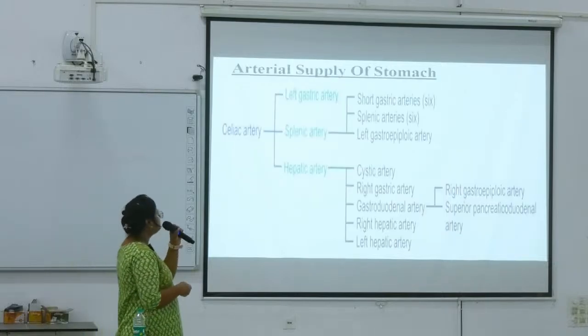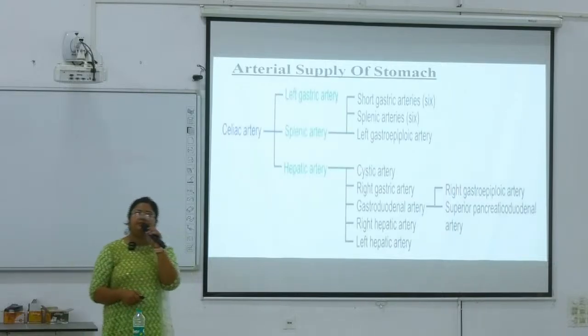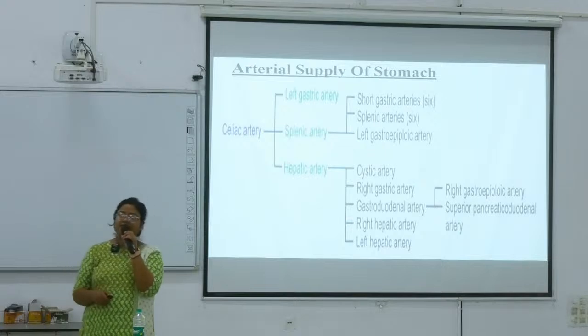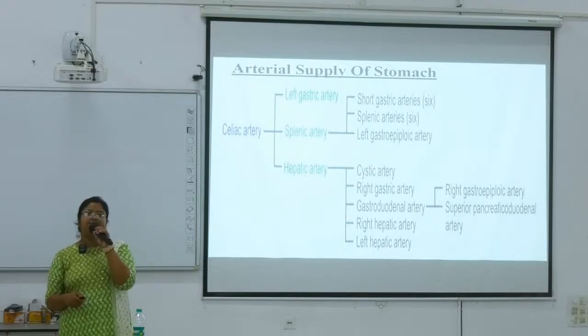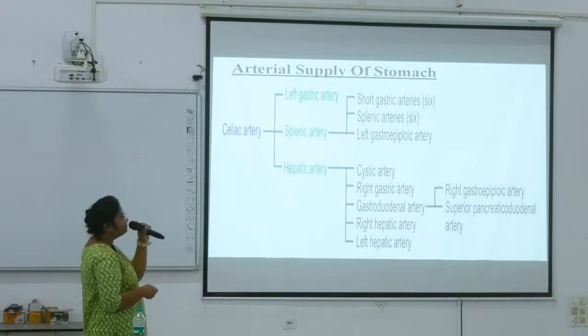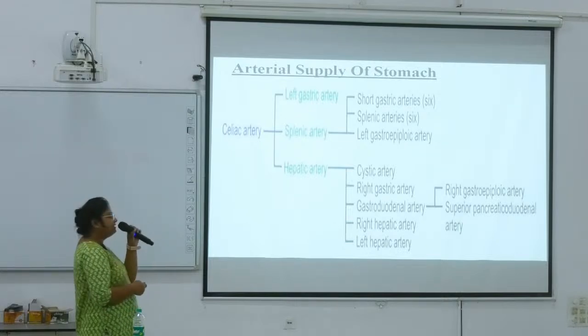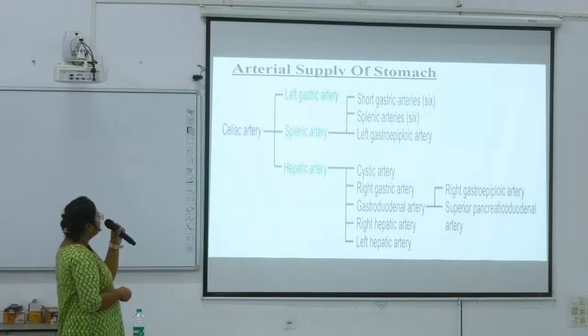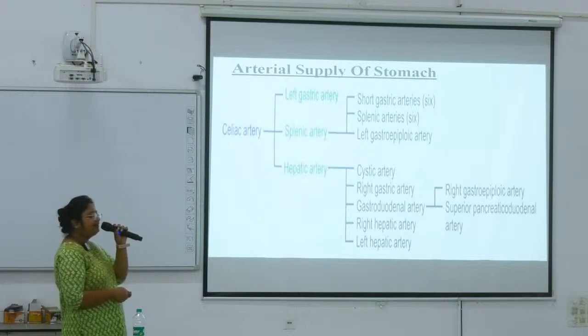The stomach is a part of the foregut, so it will be supplied by branches from the celiac trunk. What are the three main branches of the celiac trunk? Left gastric artery, splenic artery, and common hepatic artery.